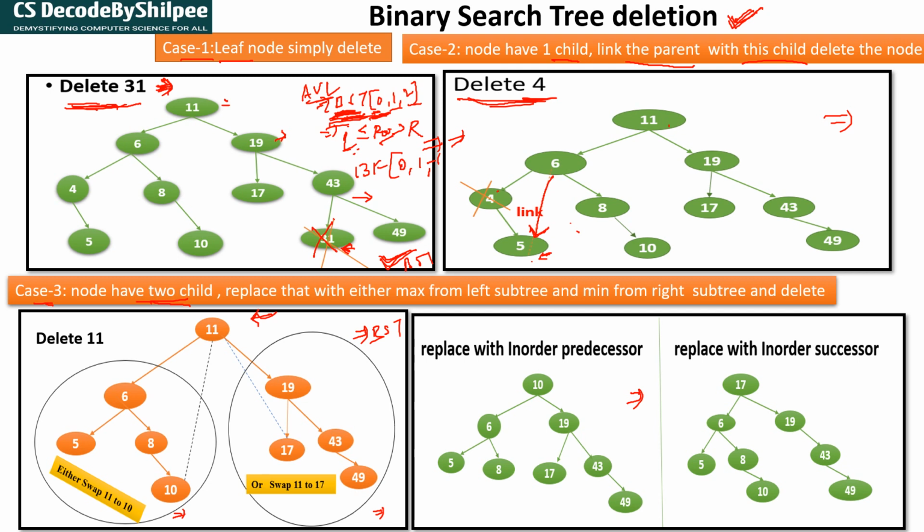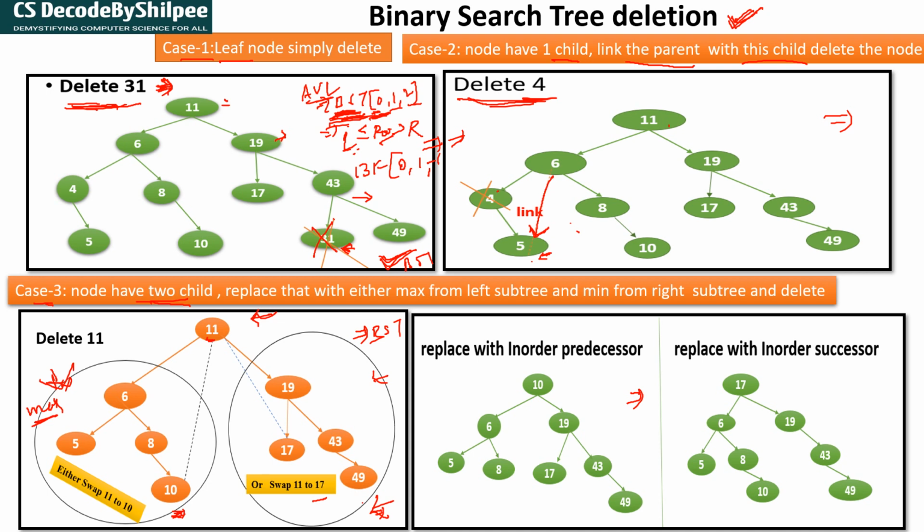You have 2 options. Here I have written that you either swap 11 with 10. It means that either you swap 11 with the maximum of the left subtree, or, see here I'm using the word either, you come to the right part. If you are taking the left side, then you swap 11 with the maximum value from the left subtree. And if you are not taking the left side, then you take the right side, and from the right side you take the minimum value.